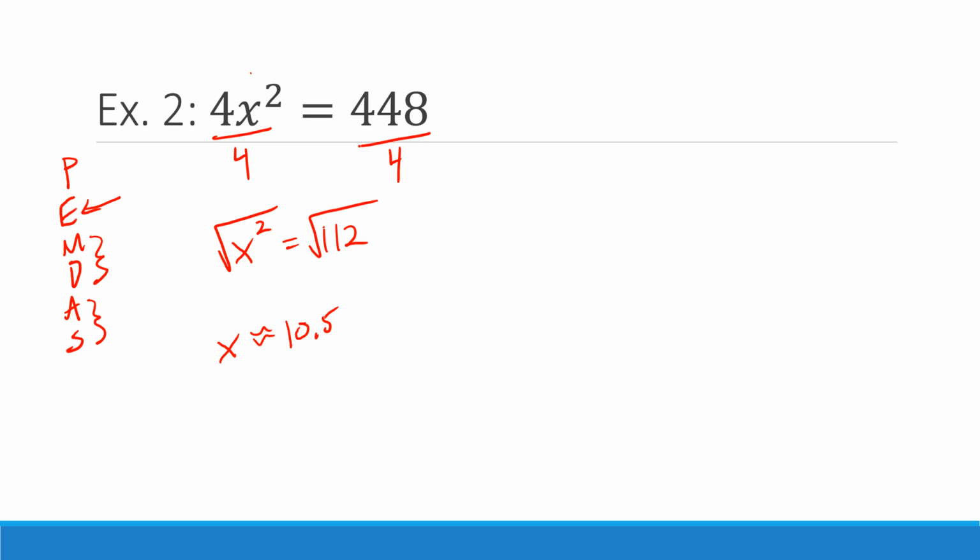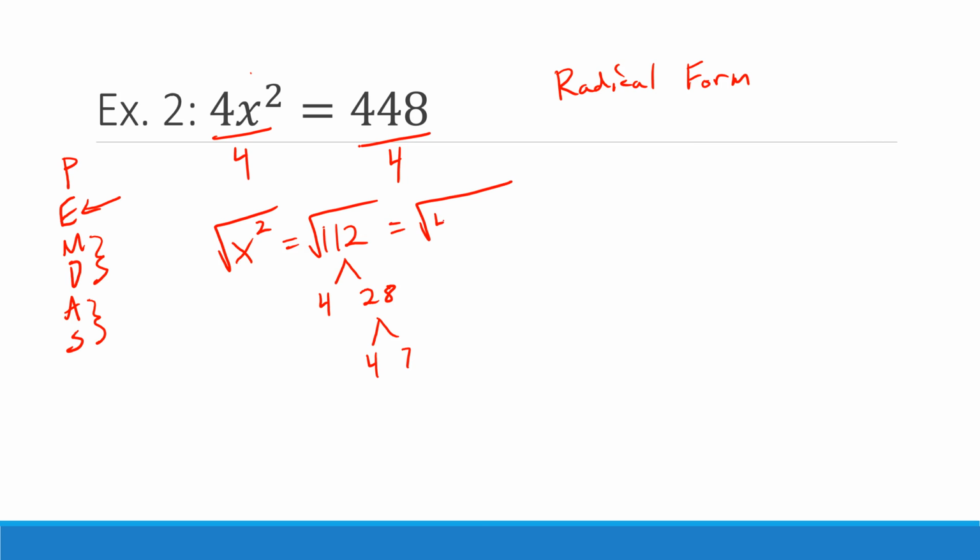Now you could put this into your calculator and find out that the square root of 112 is around, I don't know, 10.5-ish. But we want nice exact answers in this chapter, and that means leave it in radical form. And remember, when you leave things in radical form, you're looking for what perfect squares live within the number. So I know 112 happens to be a multiple of 4. When I divide 112 by 4, I get 28. 28 is also a multiple of 4. 4 times 7.